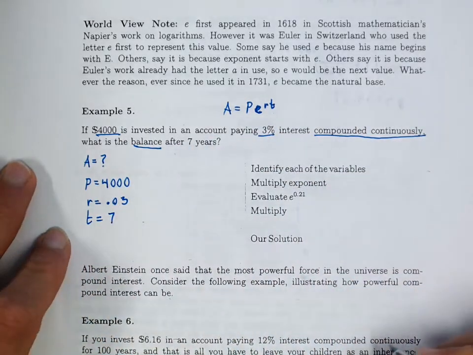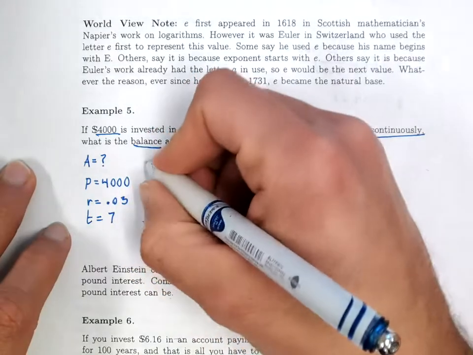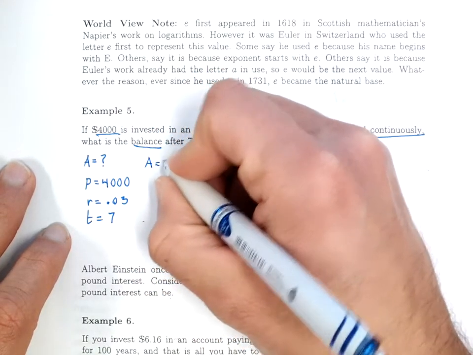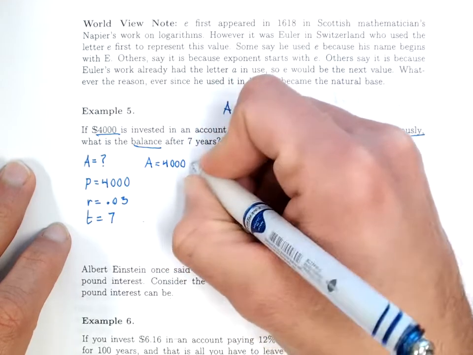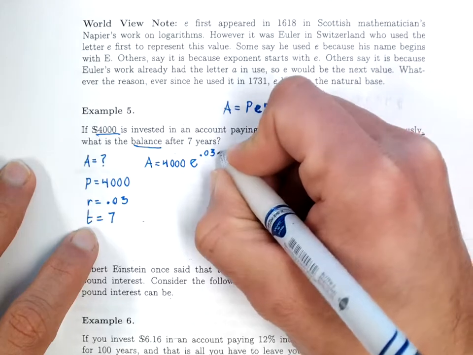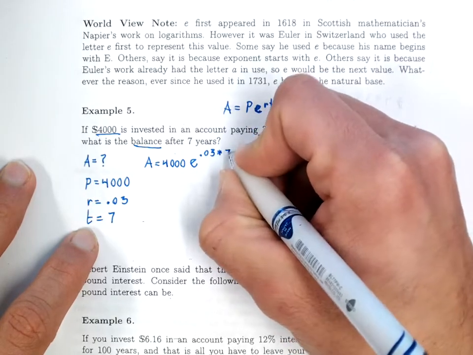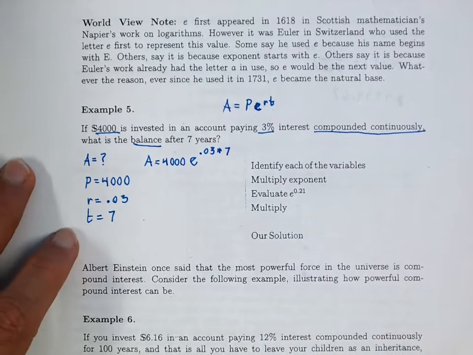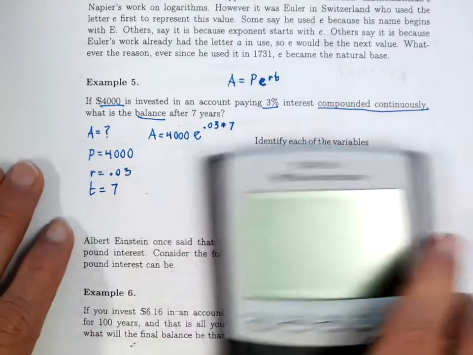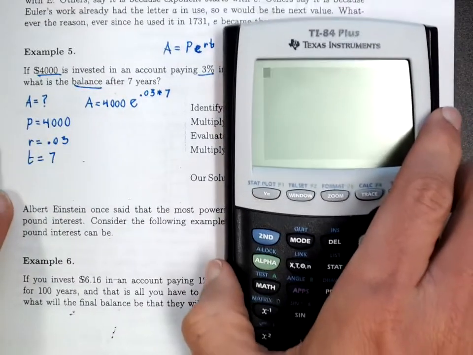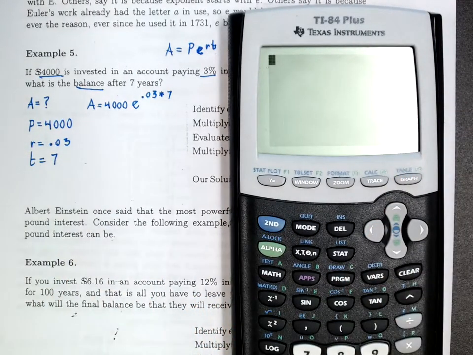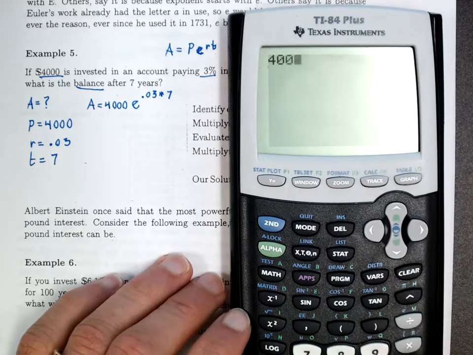Okay, so now we're going to plug it all in. So we have A is equal to 4,000 e to the power of 0.03 times 7. And really, after that, all we do is plug it into the calculator. Even though on the last video I did tell you what the number was, this letter e, this is how you do it. So we have 4,000.